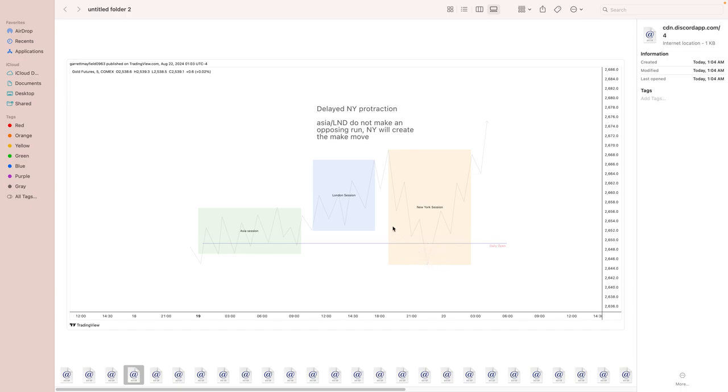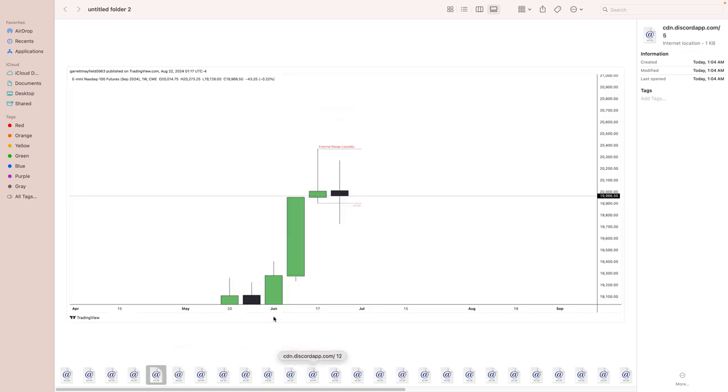Okay, and I have some examples of this as well. Asia and London do not create an opposing run. New York will create the fake move, not the make move, the fake move, the opposing run, right? So yeah, and you want to have SMT here as well. Key level, all these sessions key level. That's very important.